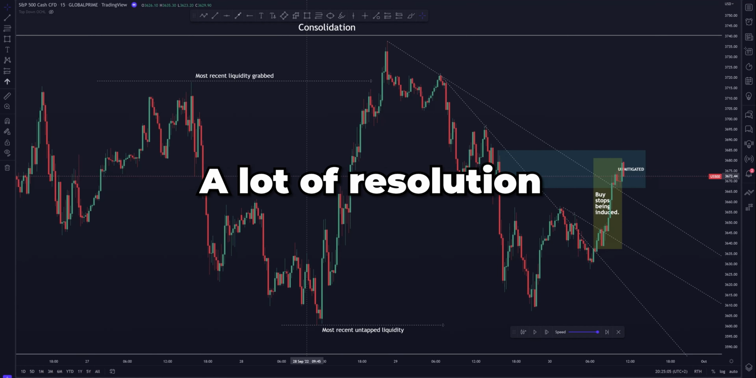But if we pair this information with what we already know about inducement, think about this. If we look here to the left, what was the purpose of all of this move up? Not only to take all of this liquidity, but most importantly to take the major liquidity, which was this high right here. Because obviously this is a higher degree of structure and these are a smaller degree of structure.